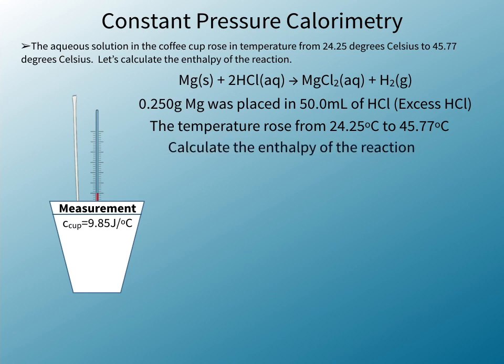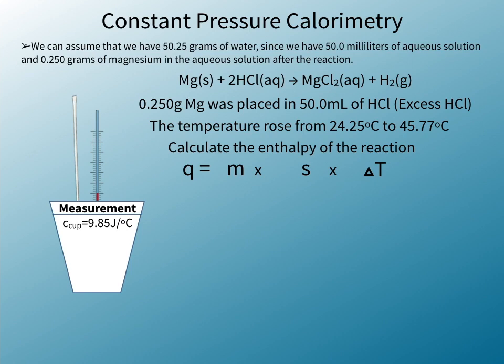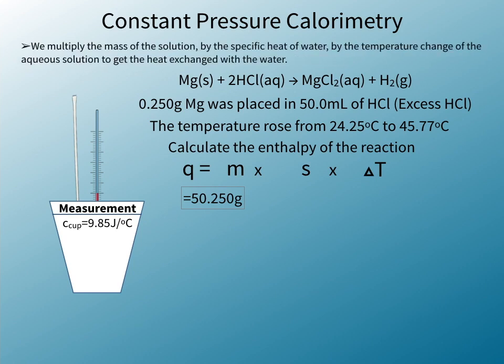Let's calculate the enthalpy of the reaction. First, we calculate how much heat the reaction exchanged with the water to increase its temperature. We can assume that we have 50.25 grams of water, since we have 50 milliliters of aqueous solution and 0.25 grams of magnesium in the aqueous solution after the reaction. We multiply the mass of the solution by the specific heat of water by the temperature change of the aqueous solution to get the heat exchanged with the water.